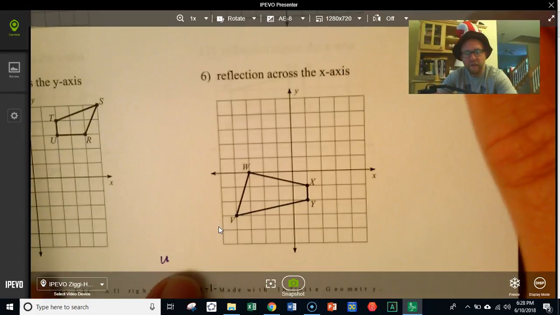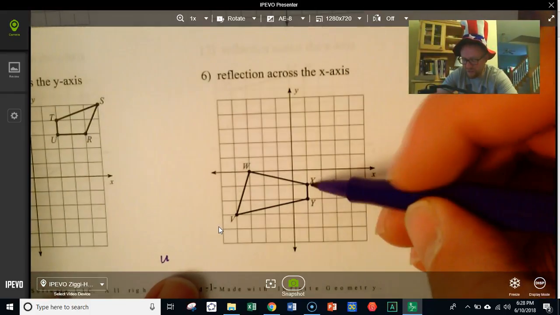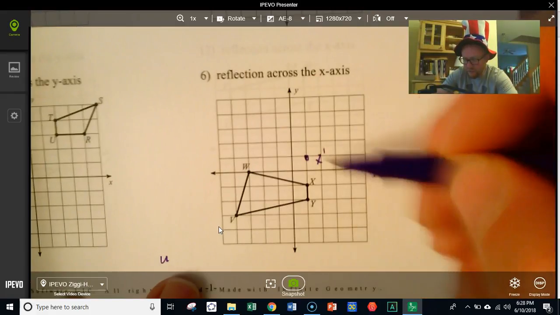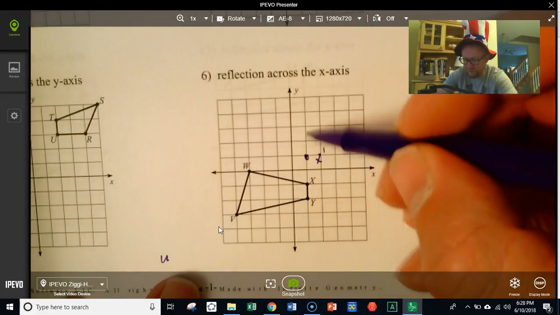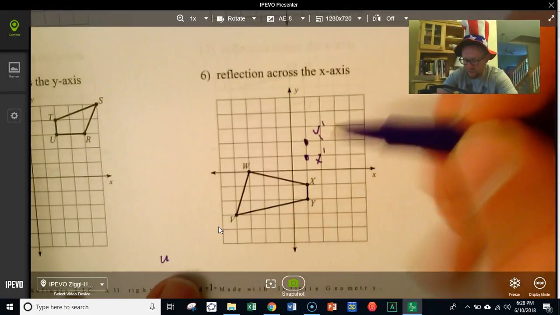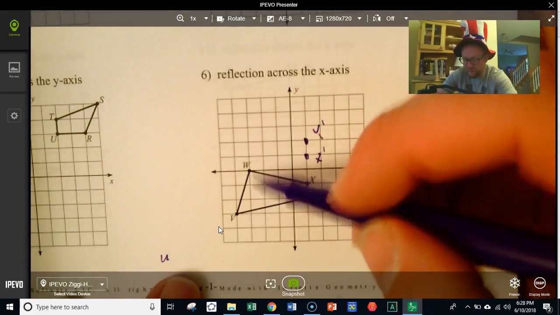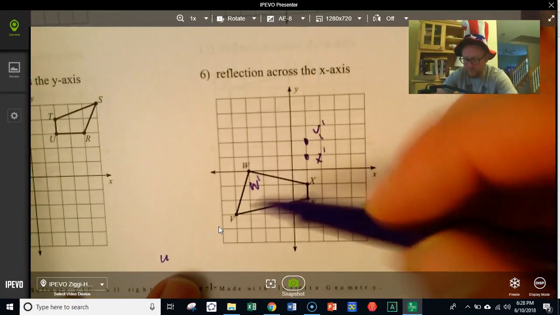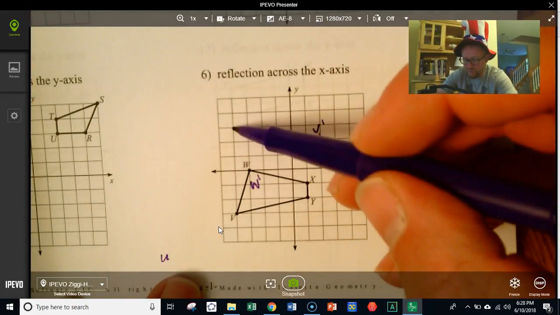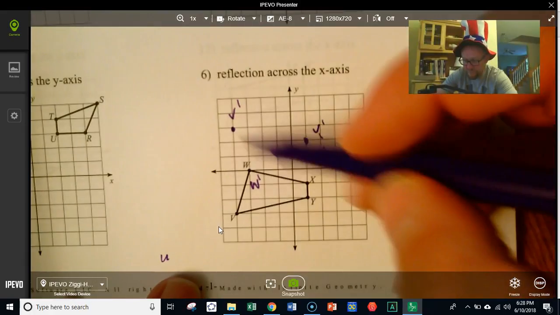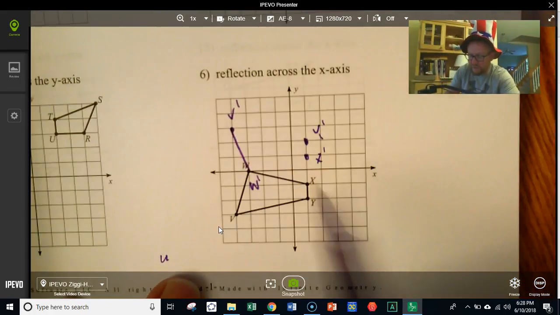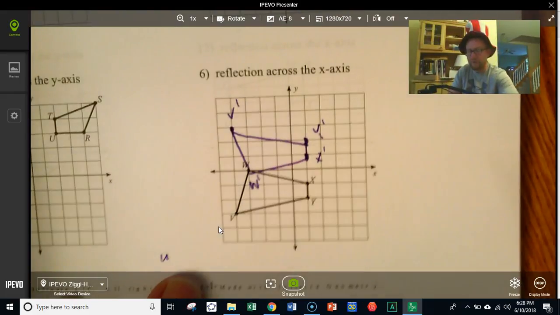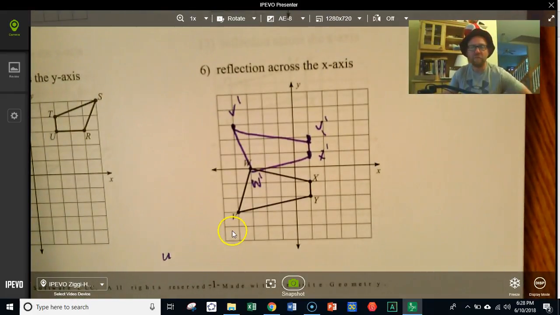Alright, here we have reflection across the x-axis. So it's up and down. X is a space away. X prime. Y is 2 spaces. So Y prime. W is right there on the axis, so we'll just put W prime right there. Same point, doesn't move. 1, 2, 3, 1, 2, 3 for V prime. V is connected to W. Alright, looking good. Let's do a few more.